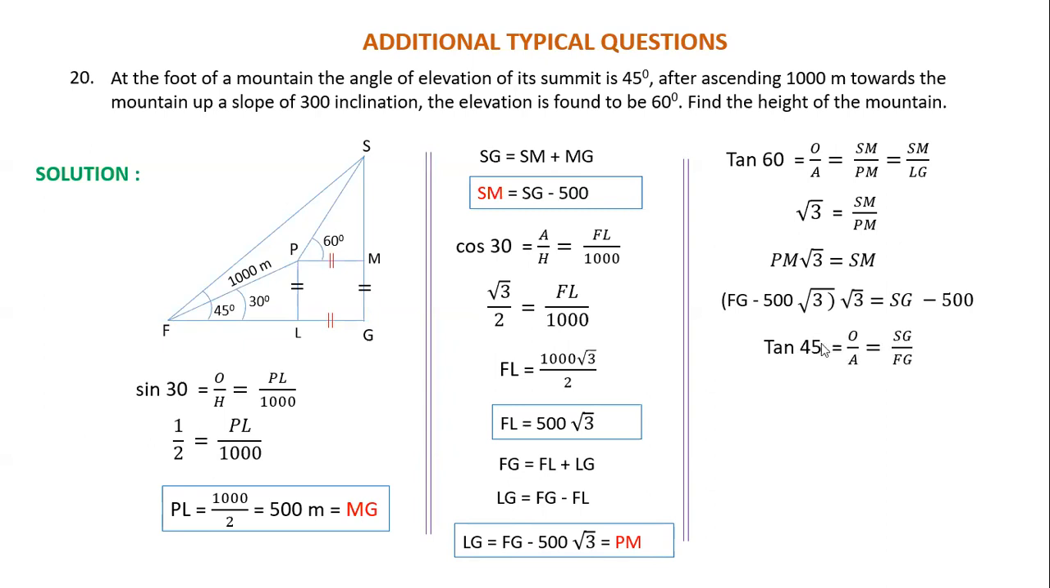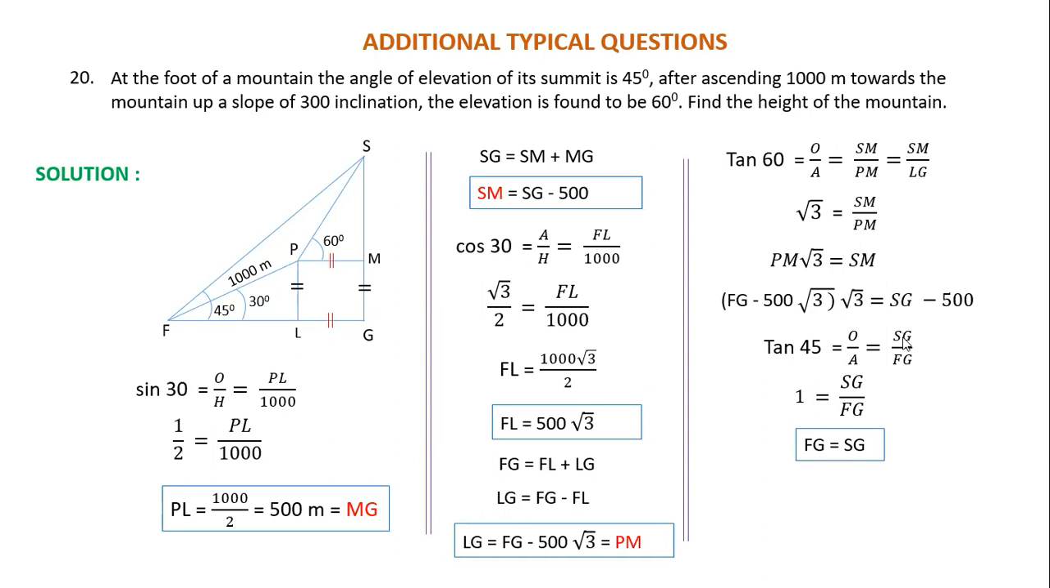Open the bracket. Tan 45 is equal to SG upon FG. So 1 is equal to SG upon FG. FG is equal to SG. These two are equal. So FG and SG both are equal.